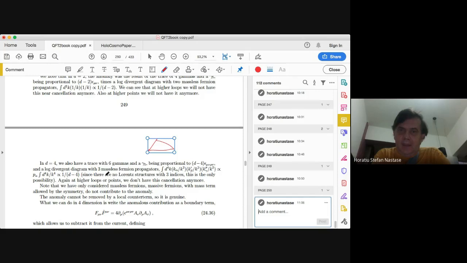And then at higher points, as I said, I have more propagators, so the denominator has a higher power. So now it's a finite integral.